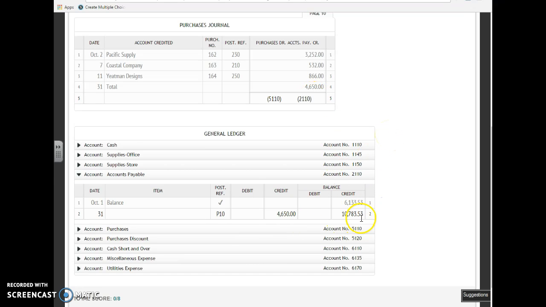So right now, if I wanted to pay off all of my payables, it would take me about $10,700 to do so. Again, it will go to different individual companies, but in grand total, that's what it would take me to do so. And that's it for 9-3 Work Together.